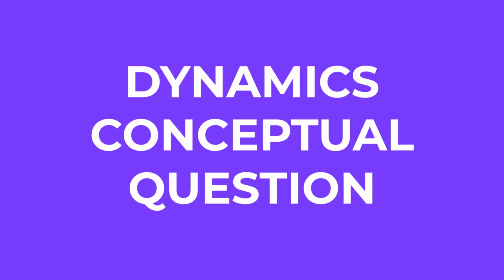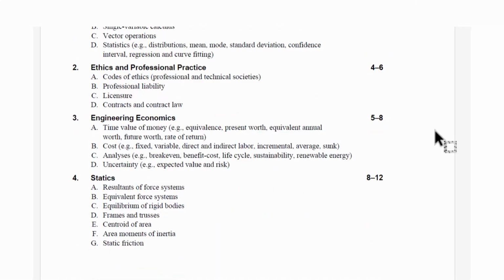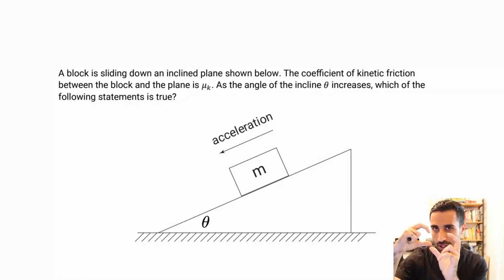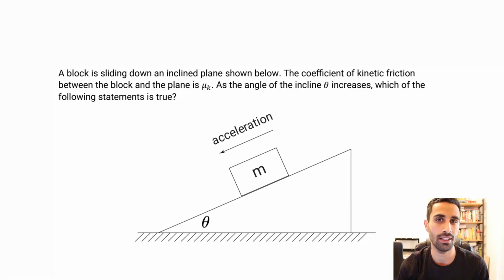Today we got a hard dynamics conceptual question that does not involve numbers. No numbers. So we're given an inclined plane, we're given a block, and it's accelerating down on that classic inclined plane. And we want to select the correct answer or arrive at the correct conclusion based on the specific problem statement. Let's read it slow.